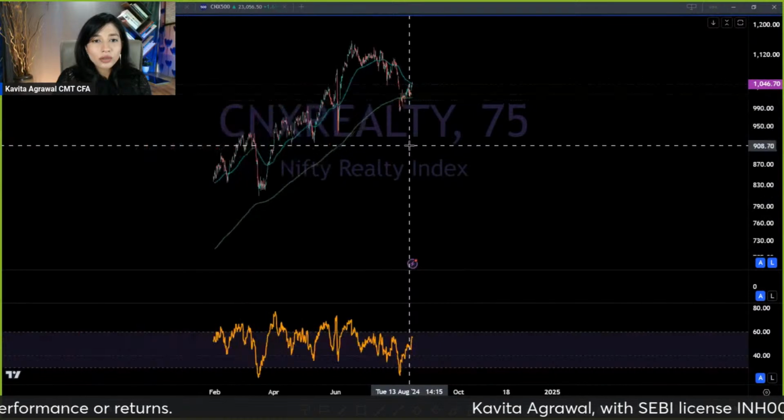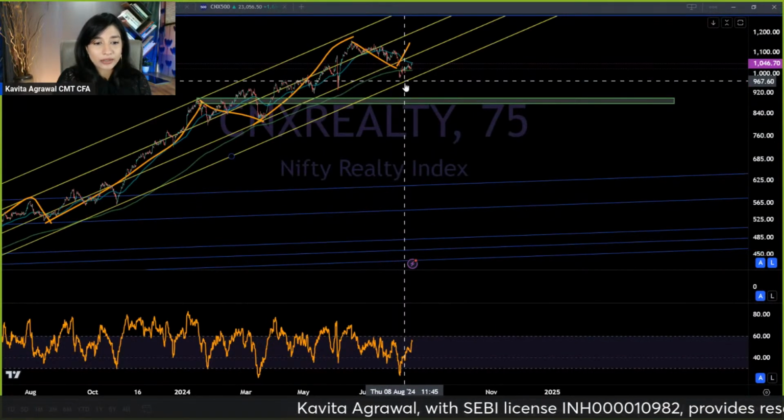Moving on to the realty sector. So realty sector has given a pretty good correction already.